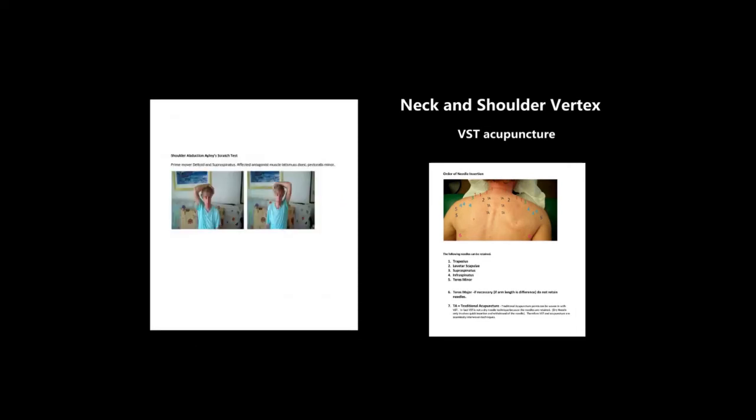Shoulder abduction, Apley's scratch test. Prime mover is deltoid and supraspinatus, and the affected antagonist muscles are latissimus dorsi and pectoralis minor.